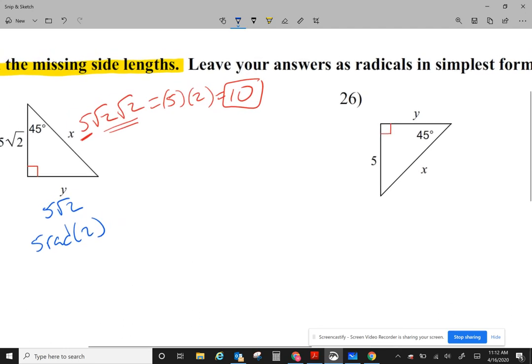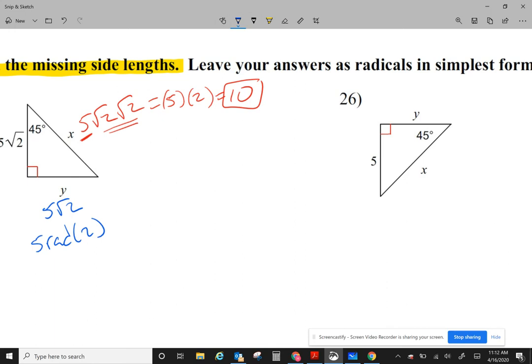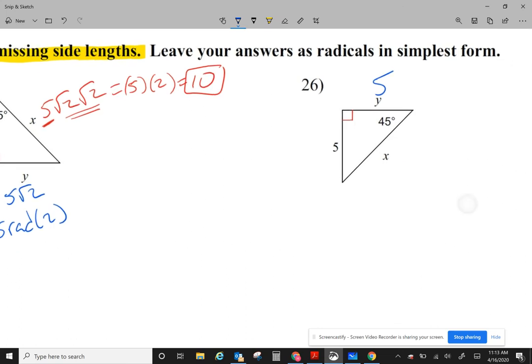Easy. Let's take a look at number 26. If I'm solving for y, because the two sides are equal, y is 5. If I'm solving for x, I go with the 5 that I started with times radical 2. How do I type the radical? 5 radical 2.